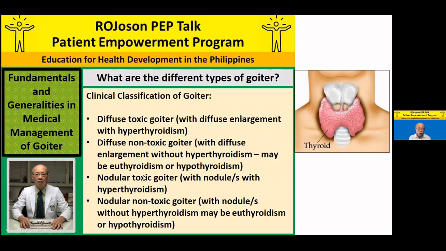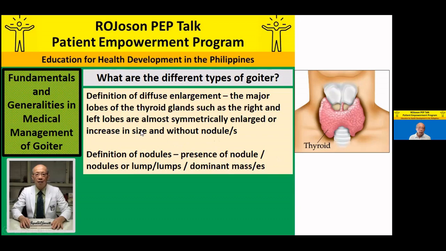Nodular toxic goiter means there are nodules, and because of the word toxic, there is the presence of hyperthyroidism. Nodular non-toxic goiter means nodules without hyperthyroidism, but there could be euthyroidism and hypothyroidism. So it's a combination of the functions and then also the structural abnormality being described here.